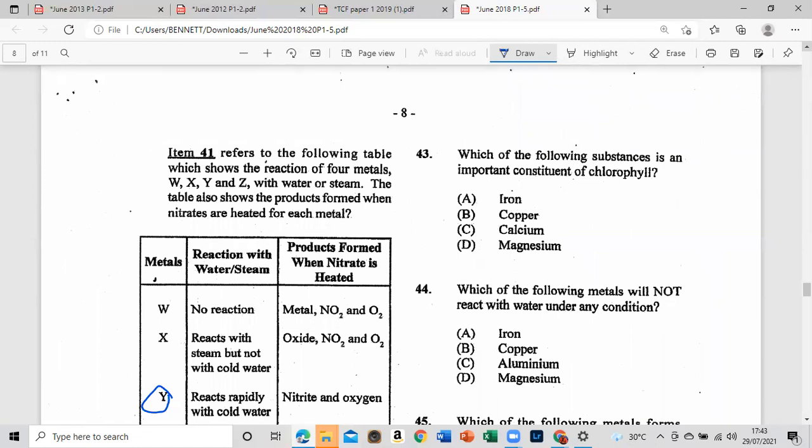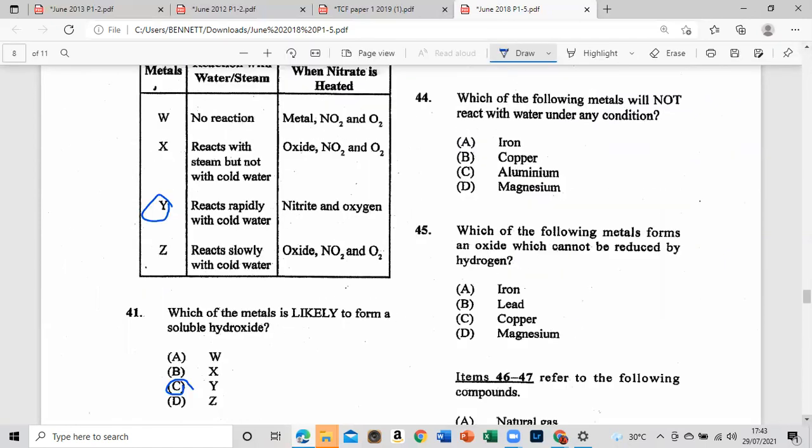43. Which of the following substances is an important constituent of chlorophyll? Is it iron, copper, calcium, or magnesium? And it is indeed magnesium. We did this one on an earlier paper. Hope you guys are taking notes.